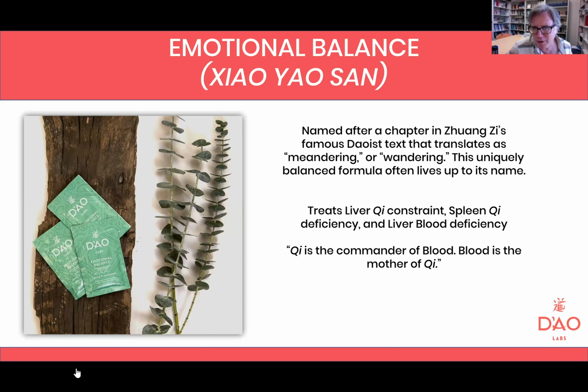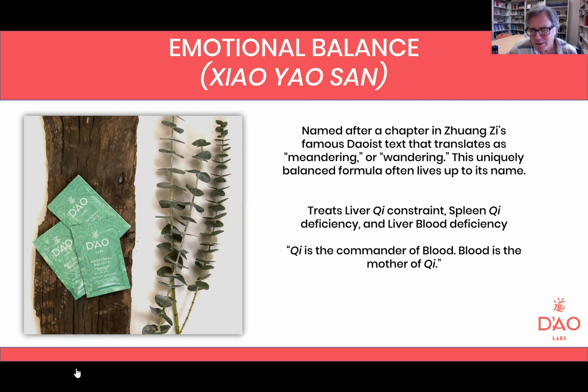So this formula is named after a famous chapter in Zhuangzi's Taoist text. In Chinese, it means basically sort of meandering, wandering. That's how you often hear this name, Free and Easy Wanderer, or sometimes it's called rambling powder. And that's often how people feel when they take this. They feel sort of like they've let their hair down a little bit. It helps. It's great with stress.